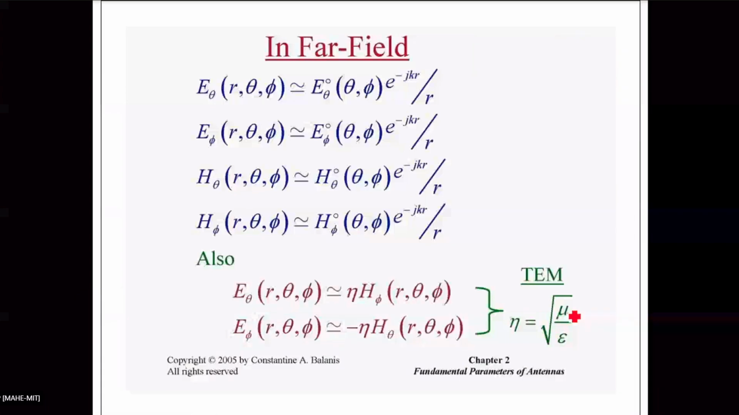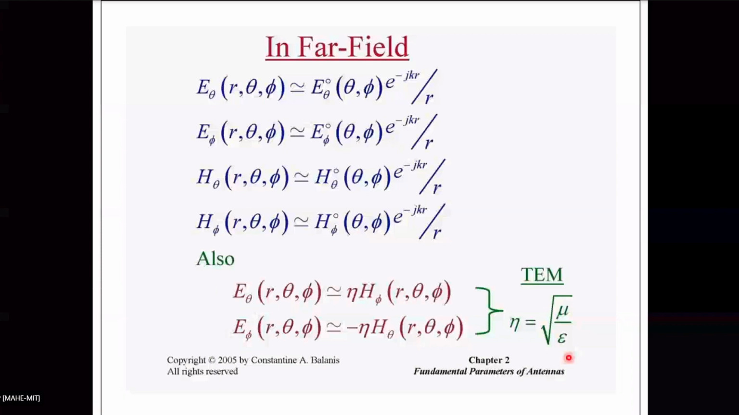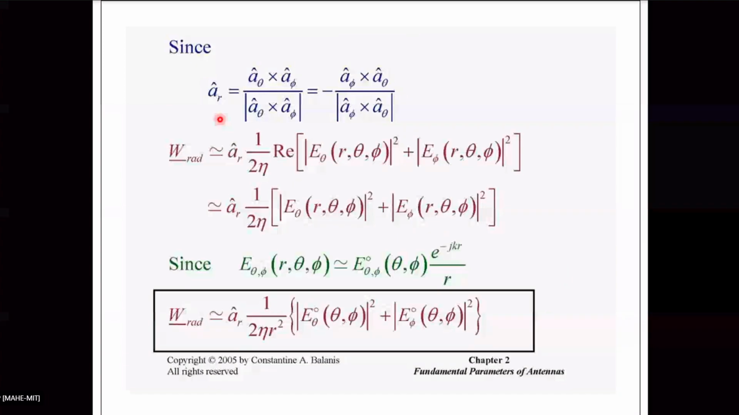So eta is square root of mu by epsilon. This you have seen in EMW. Intrinsic impedance of the media, wave impedance. It is the ratio of electric field by magnetic field. So this is the expression for A_R.